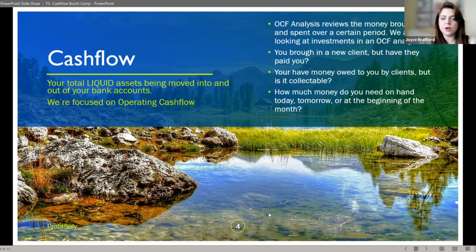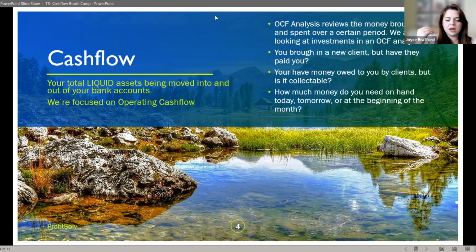All right. So in order to do a cash flow analysis, we need to review the money that has been brought in or that we've received and spent over a certain period of time. I want to take a moment to pause right here. Just because you are owed money does not mean you should include it in your cash flow analysis. There is a difference between accounts receivable and money that has been received, fees that have been earned, or money that you've gotten some other way, right?